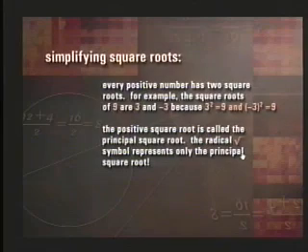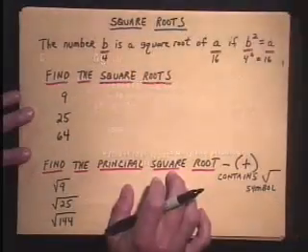All right, the positive square root is called the principal square root. So when you see that radical symbol used to represent a square root, it represents only what's called the principal square root. So when you are after the principal square root, that's the one with the radical, it's going to be the positive part. So let's go back to the examples here and illustrate.